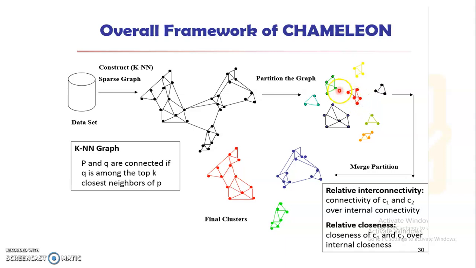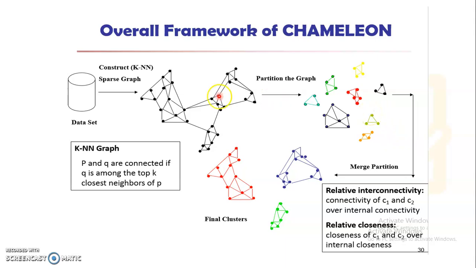Then in the second phase, this algorithm gives us the small clusters. Let's suppose here we have three data objects that are connected to each other. We have four data objects that are connected to each other and are highly similar to each other. So we are going to partition this graph into these small clusters. And our next approach is the agglomerative approach, which means we are again going to combine these parts.